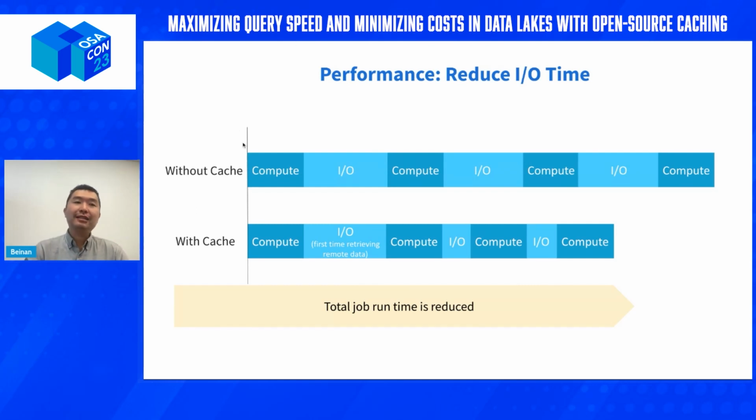So just like the first row, without cache, it means compute, I/O, compute, I/O, compute, I/O. But with the cache, the hot data is already in the cache. So after the first time retrieving the remote data, the data will be in the cache. And for the following computation, it will just load the data from the cache and speed up the I/O operations, so the time we spend on I/O will be much shorter than before. That's how the cache helps the performance.